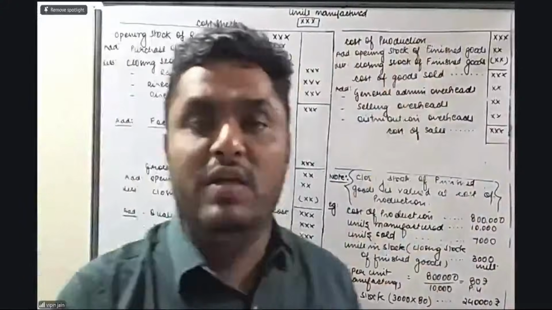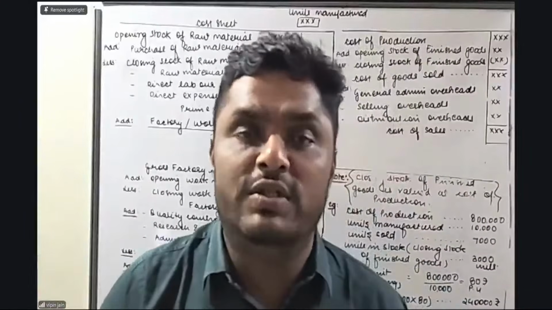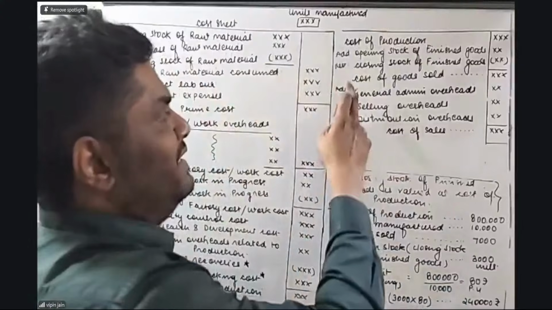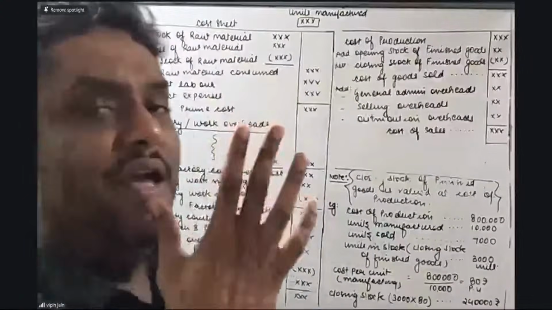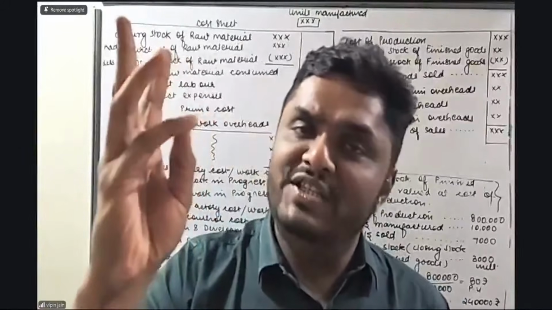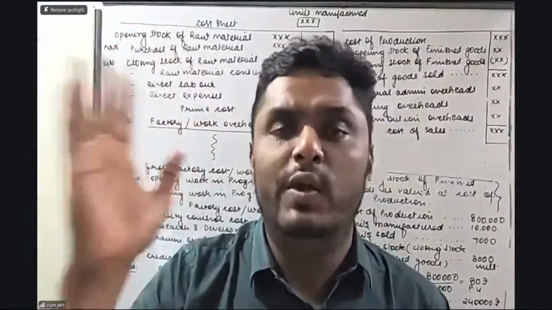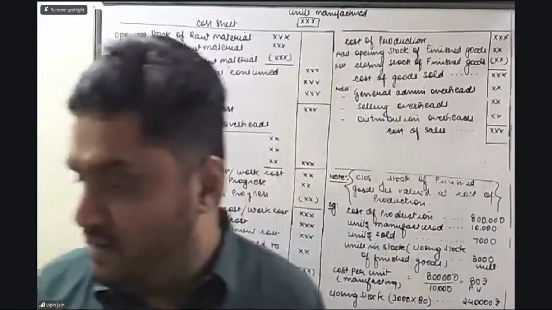After calculating the cost of production, we will make adjustments of opening and closing stock of finished goods. After adjusting opening and closing stock of finished goods, we will get cost of goods sold. After calculating cost of goods sold, very simple, all the general administration overhead, selling overhead, and distribution overhead, we will get the cost of sales. This is all about the cost sheet.